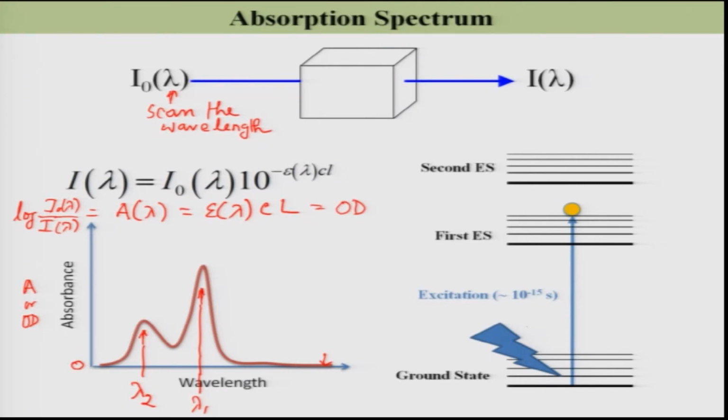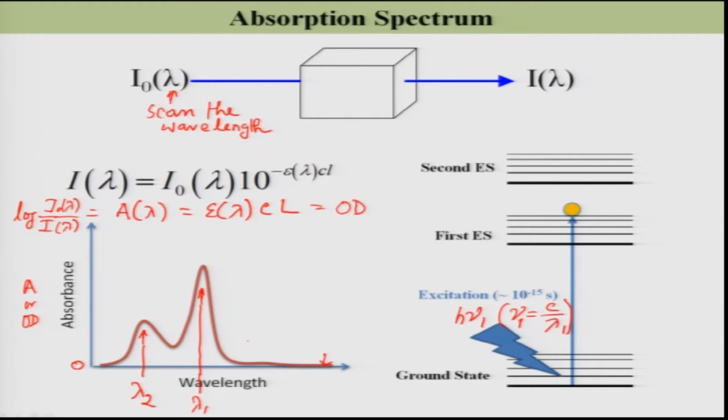So, here this light is H nu 1, and what is the relationship between nu 1 and lambda 1? Nu is equal to C by lambda. So, nu 1 equals C by lambda 1. So, this particular transition corresponds to this particular maxima in my absorption spectra.